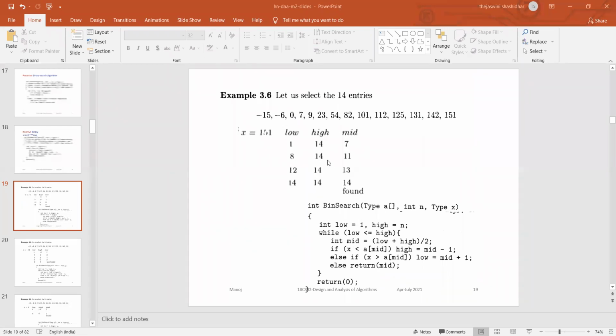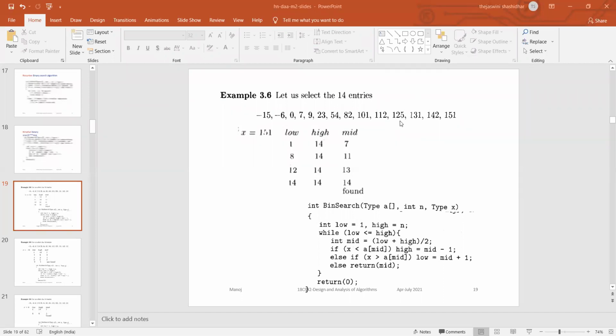Now you calculate mid. It is 8 plus 14 by 2. 8 plus 14 is equal to 22, and 22 by 2 is equal to 11. What is A of 11? Now you have to check with 11. This is 7, 8, 9, 10, 11. A of 11 is 125. So 151 is greater than 125.